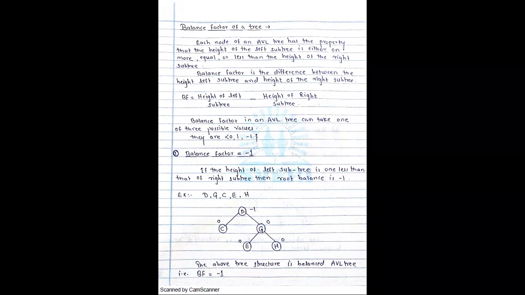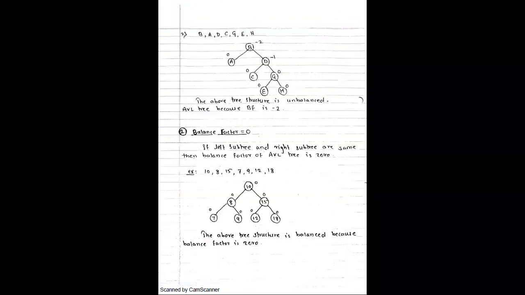Okay, good. Now can we say this tree is balanced or unbalanced? Balanced. Why are we saying balanced? Because the balance factor is -1. If the balance factors are 0, 1 and -1, we say the tree is a balanced tree, right? Now here the AVL tree is a balanced tree. Now we'll see another example.